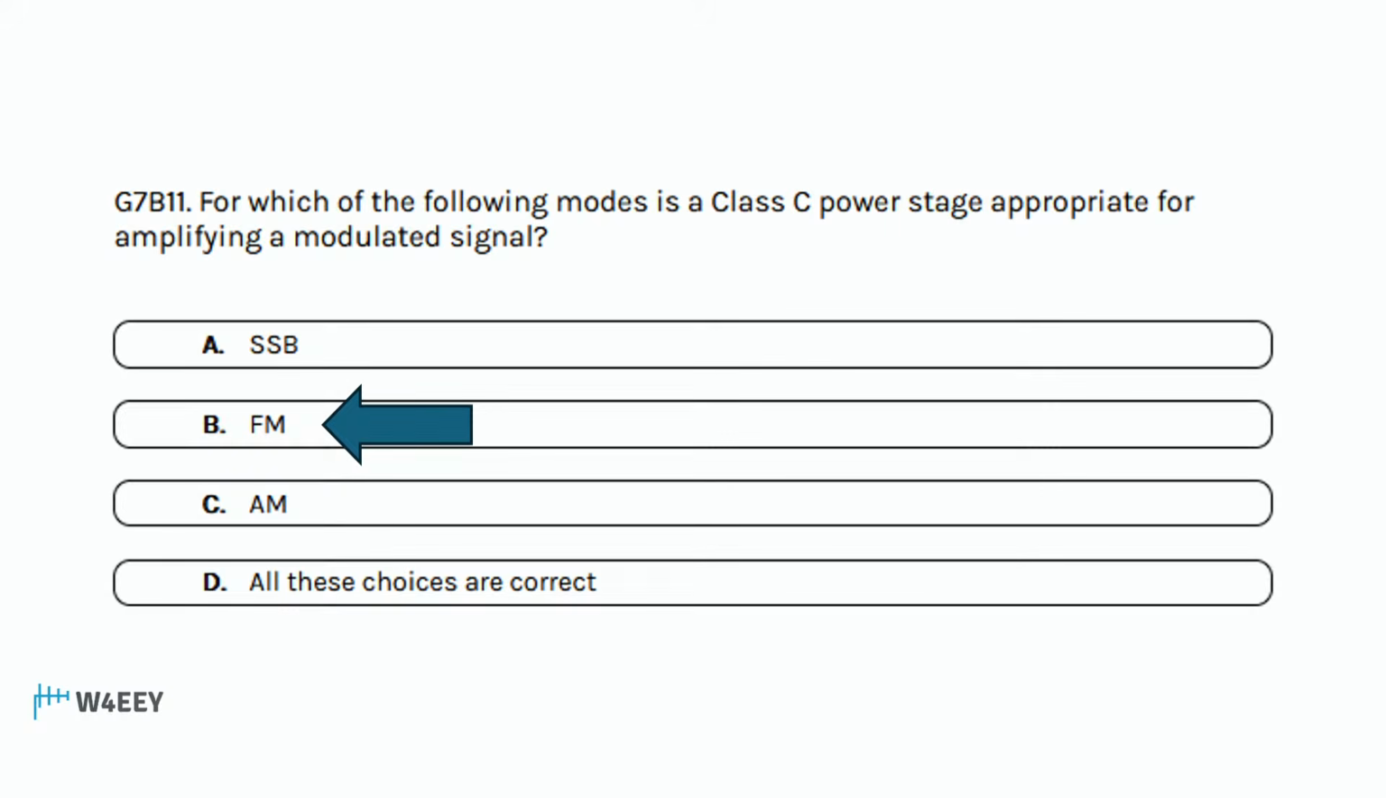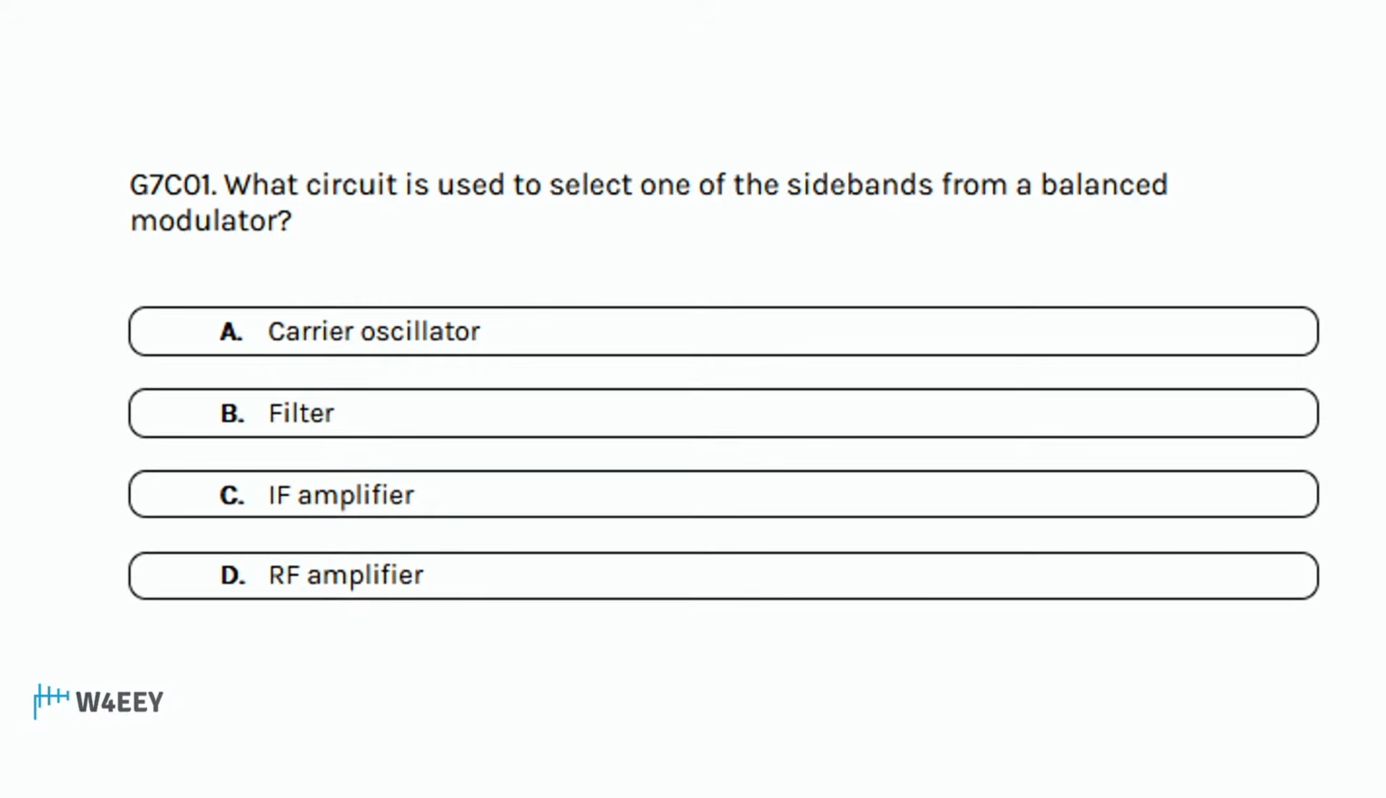Class C power bricks, for example, for VHF and UHF, may have a switch that says single sideband or FM. That's what this is all about. You're switching the power brick from a Class A to a Class C for greater power efficiency for FM. So what circuit is used to select one of the sidebands from a balanced modulator? Bravo. That's why it's called the filter method. You have an upper sideband filter or a lower sideband filter.